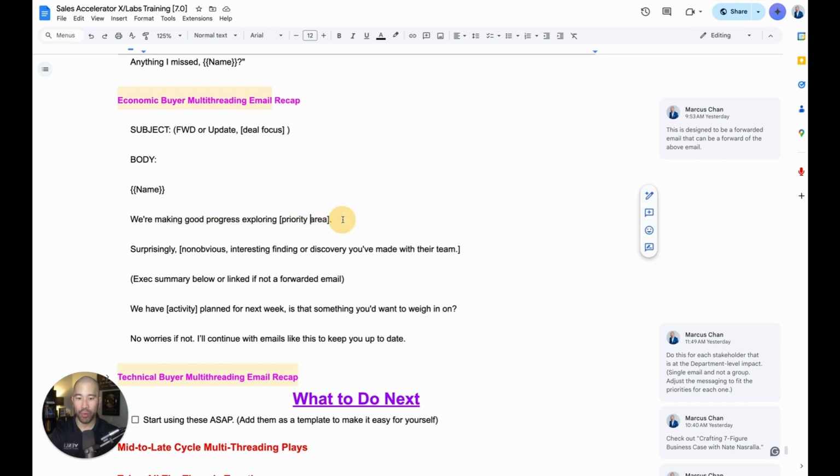So what's a priority area? That's going to make sense to them. "Surprisingly, this is what you uncovered." So you want to share some sort of insight that could be very interesting that they may not be aware of. Okay? So it's got to be interesting. It's got to be non-obvious.